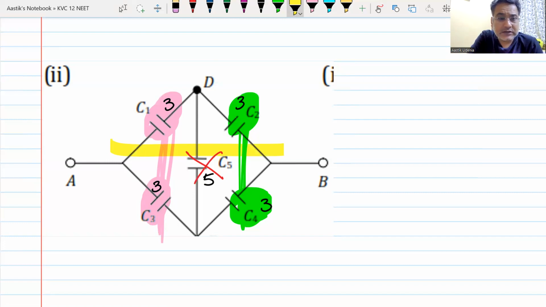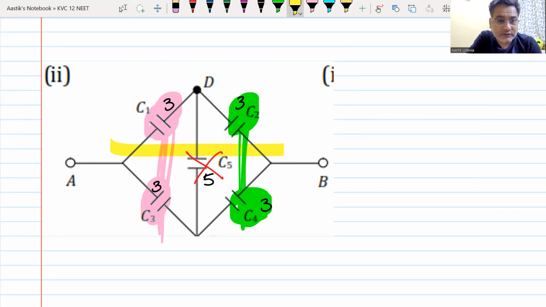Remember, the more the number of questions you do in this type, the better you are going to become, because this is all about your practice. The more you practice, the more circuits you do, it will be easier for you to understand which are in series and which are in parallel.